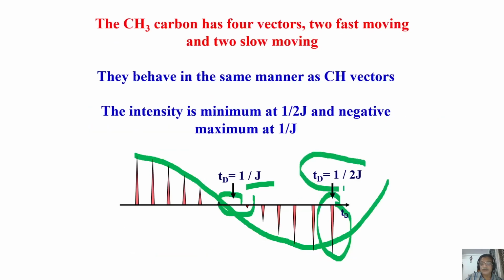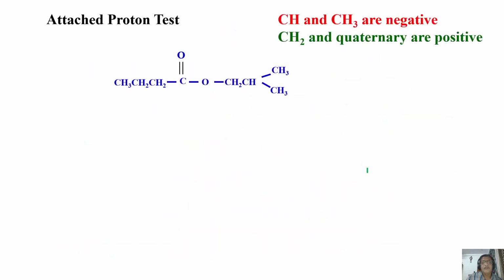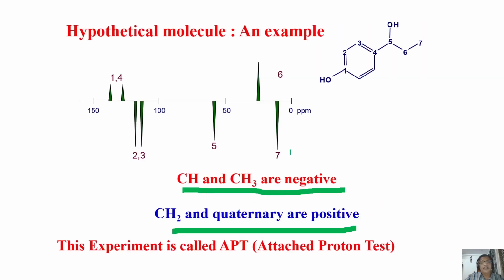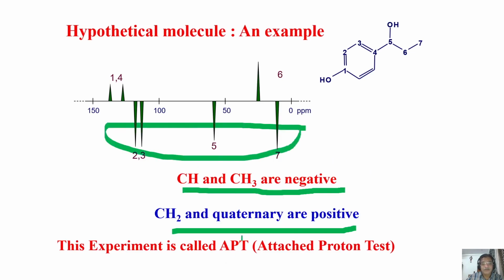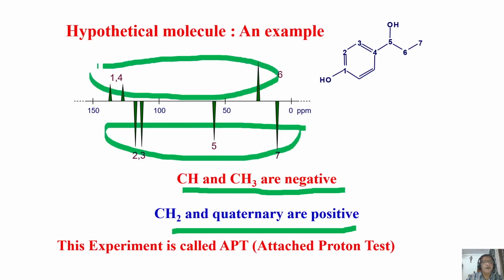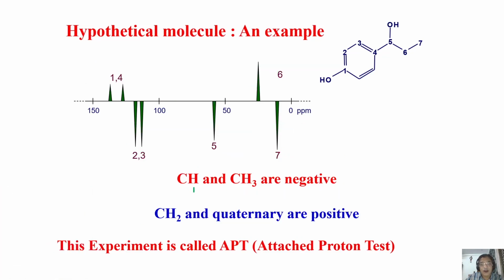Here, we consider exactly at 1 over 2J what happens. If you go to 1 over 2J, you see that CH and CH3 are negative. CH2 and quaternary carbons are positive. What it means is the carbons which are attached to an odd number of protons have one sign, signal intensity is negative. Carbons which are attached to an even number of protons, or quaternary, have the other sign. They are positive. Of course, positive and negative is my convention. I can interchange this.